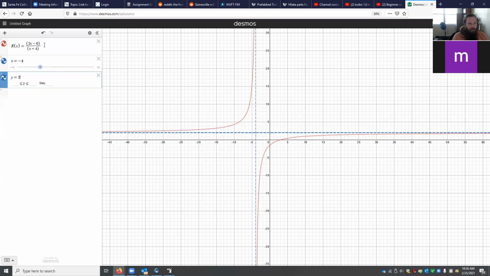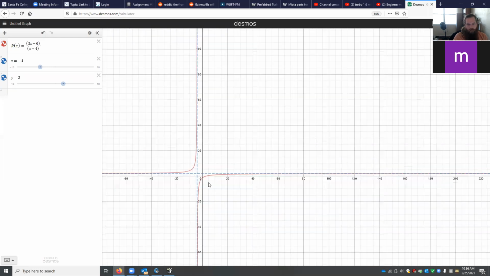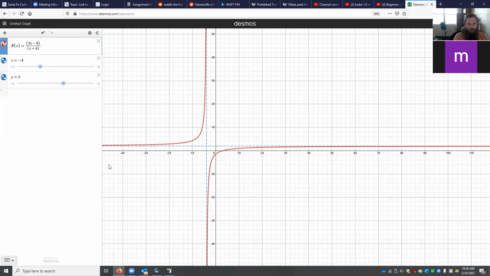What about in this case, like the function we're looking at here, where the degree of the top is 1 and the degree of the bottom is 1? In this case, we saw that y equals 2 was the horizontal asymptote, right? This function, as we zoom way out, the red gets closer and closer to the line y equals 2. Where do you think that 2 is coming from?